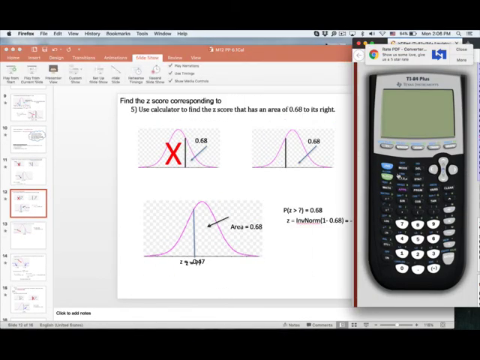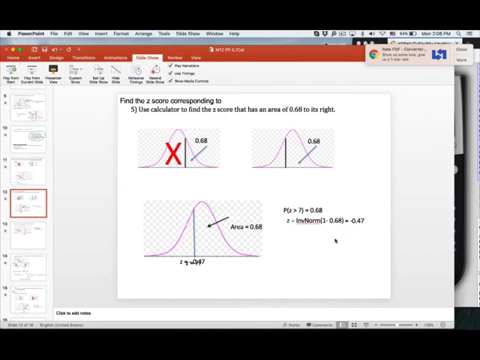You could use the calculator like this. Second, bars. Go to number 3, inverse norm. 1 minus 0.68, close, enter. You're going to get negative 0.47. Okay, negative 0.47.